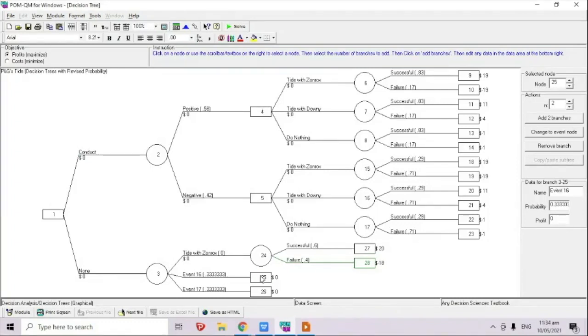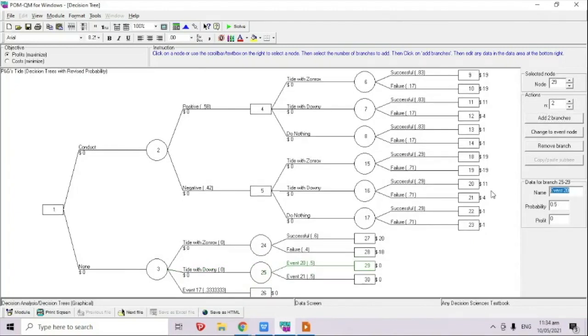Okay, so next is tied with downy. For the probability, let's make this 0 for now since there shouldn't be anything there, because we need to turn this into an event node. Change to event node before adding two branches for successful and failure.